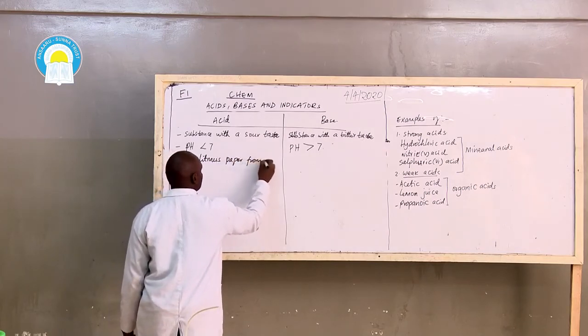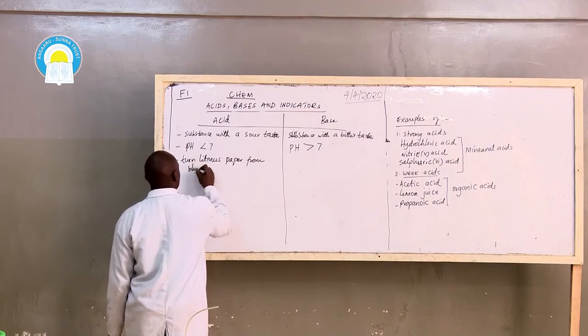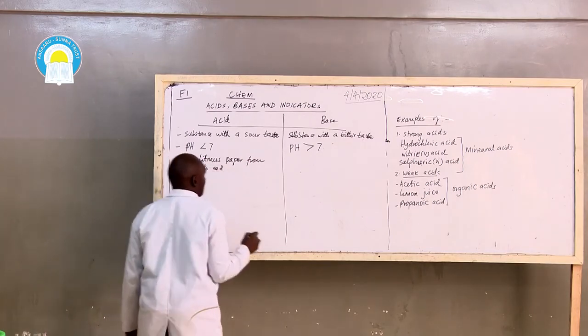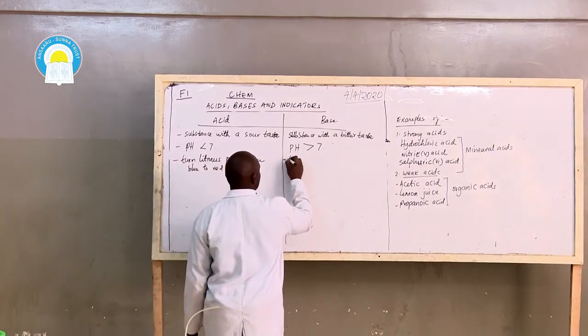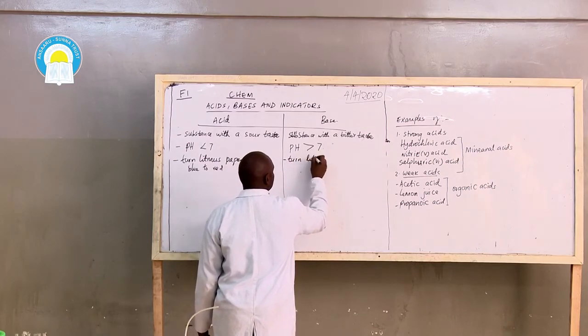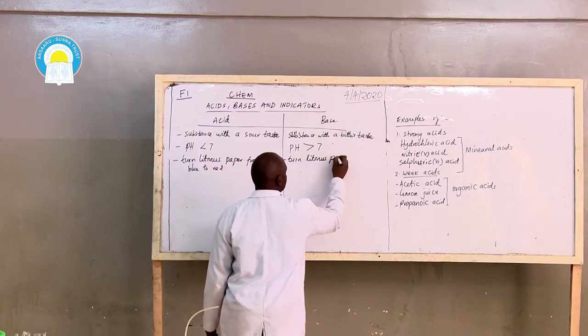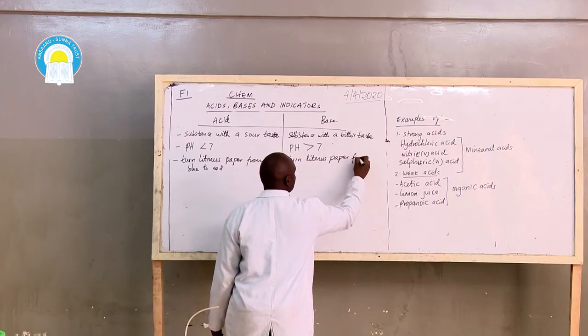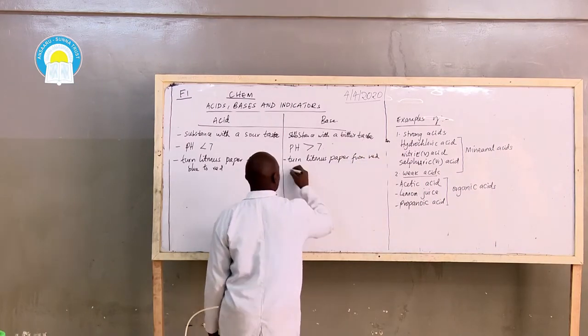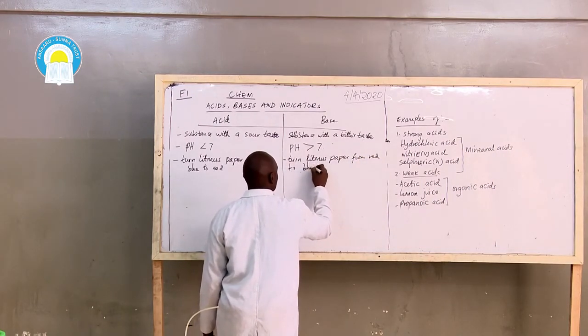An acid is a substance which will turn litmus paper from blue to red. And a base is any substance that will turn litmus paper from red to blue.